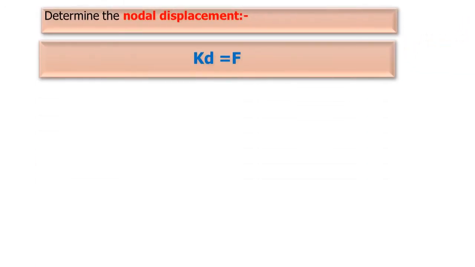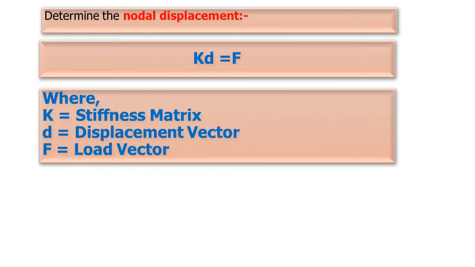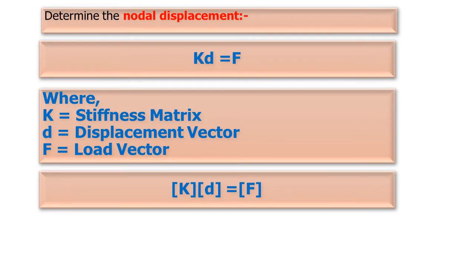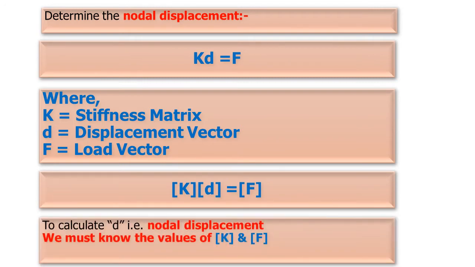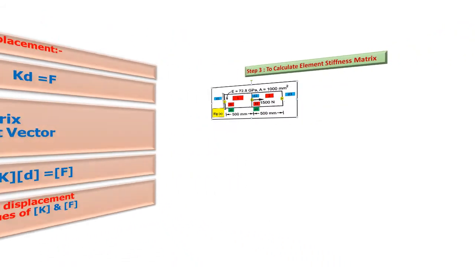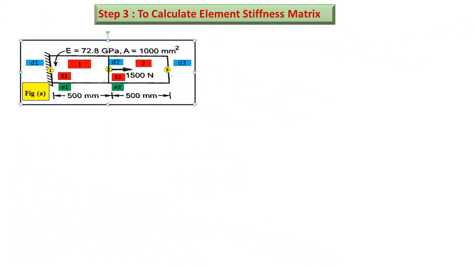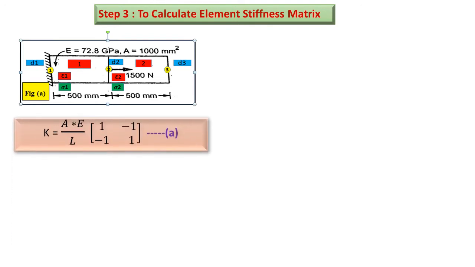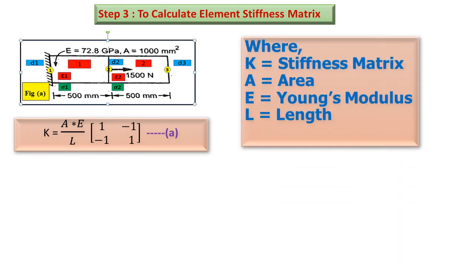Then we determine nodal displacement by using the universal equation, that is Kd equal to F, where K is the stiffness matrix, D is the displacement vector and F is the load vector. To determine displacement, first we need to calculate stiffness. So step number 3 is to calculate the elemental stiffness matrix. The generalized formula for the stiffness matrix is K equal to AE upon L times the matrix [1 -1; -1 1], equation A, where K stands for stiffness matrix, A for area, E is Young's modulus, while L represents the length of the element.